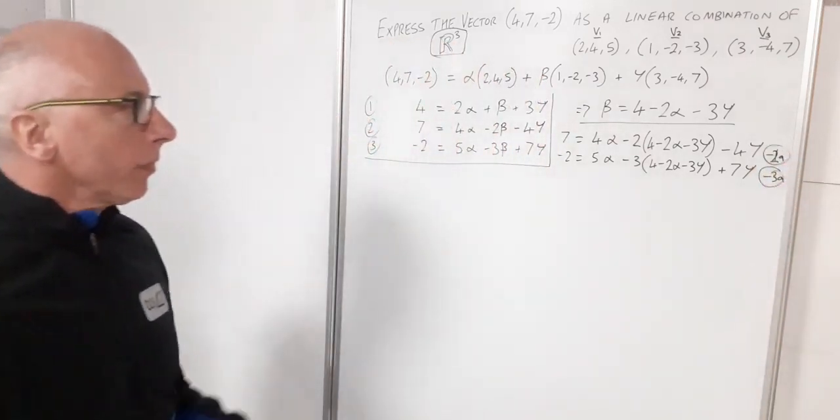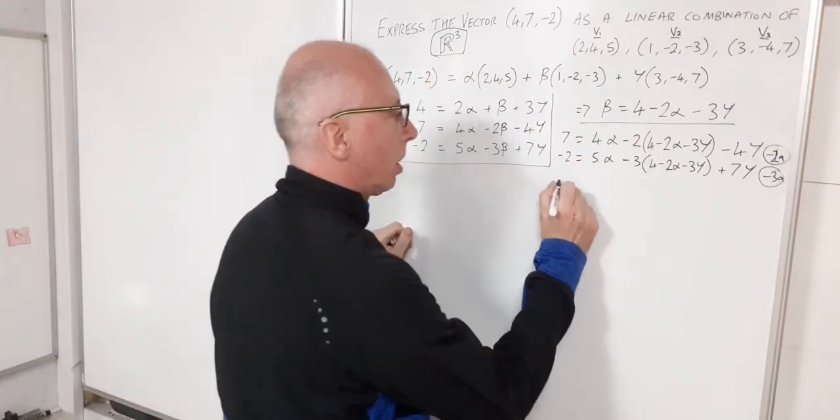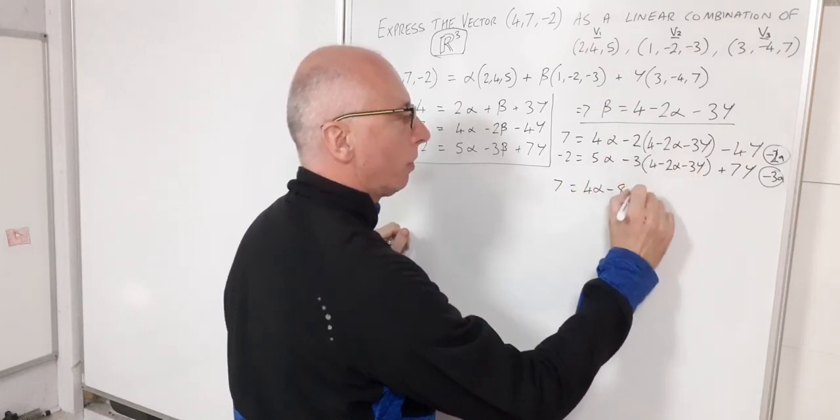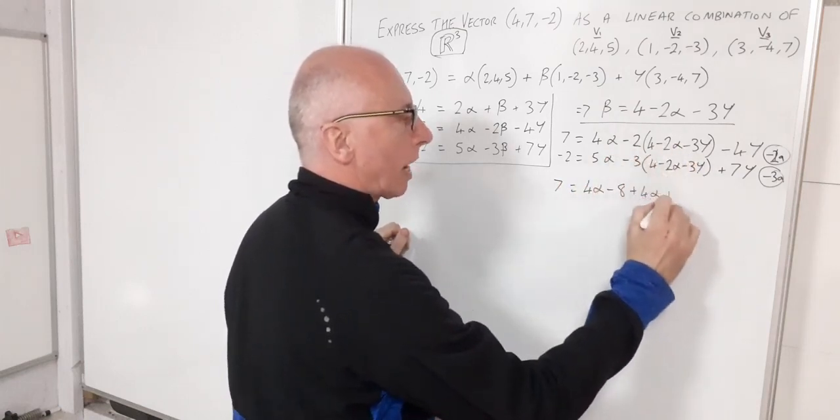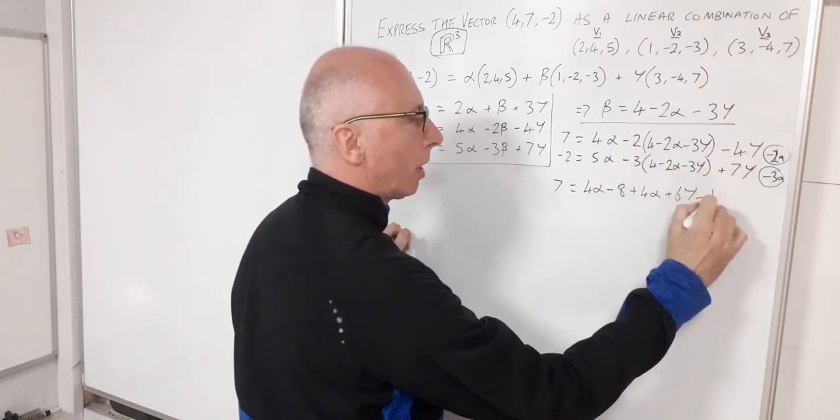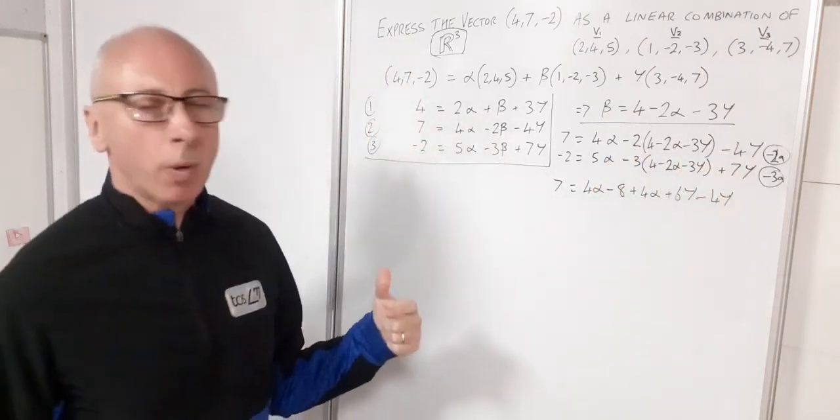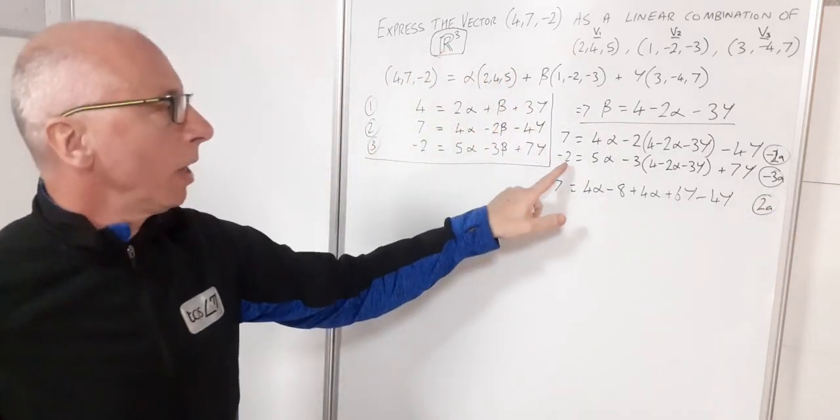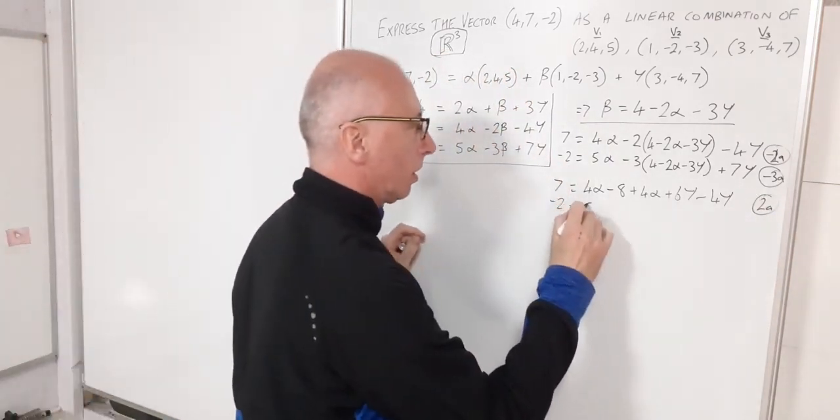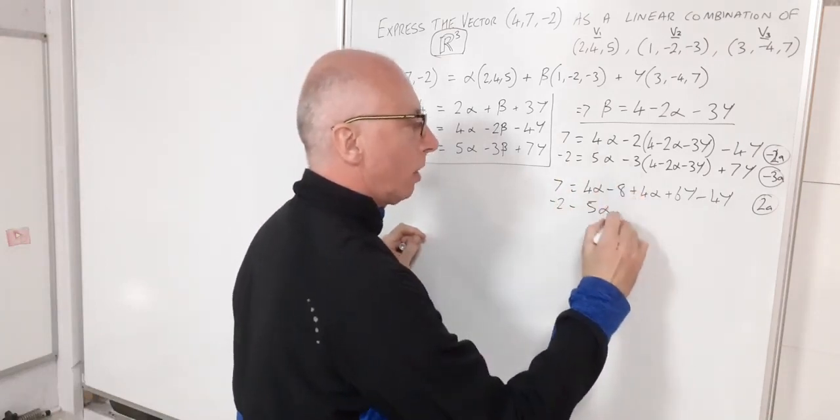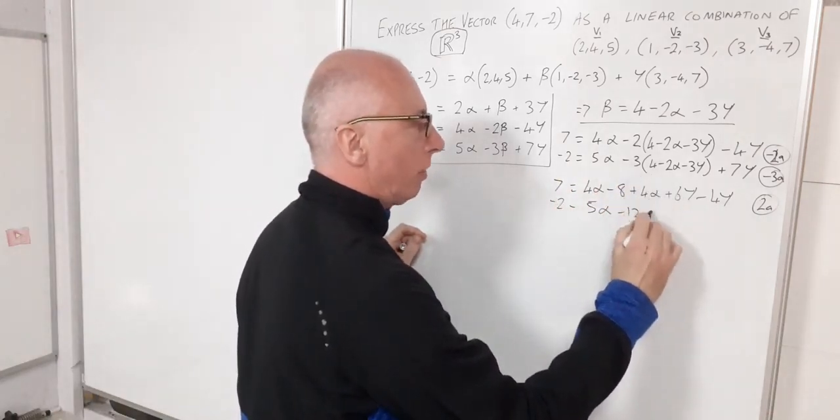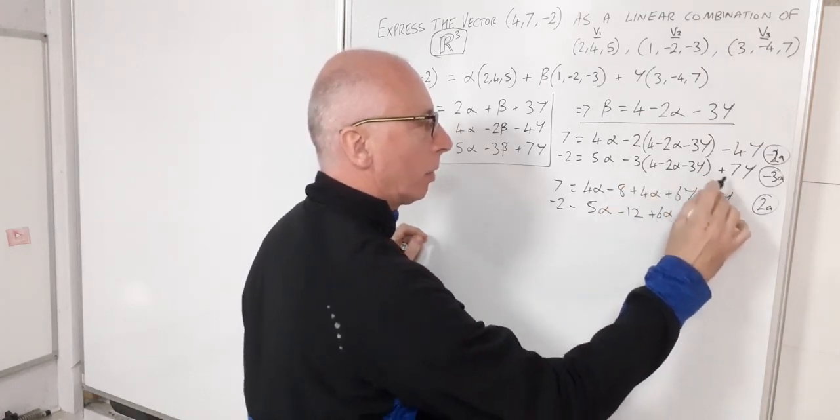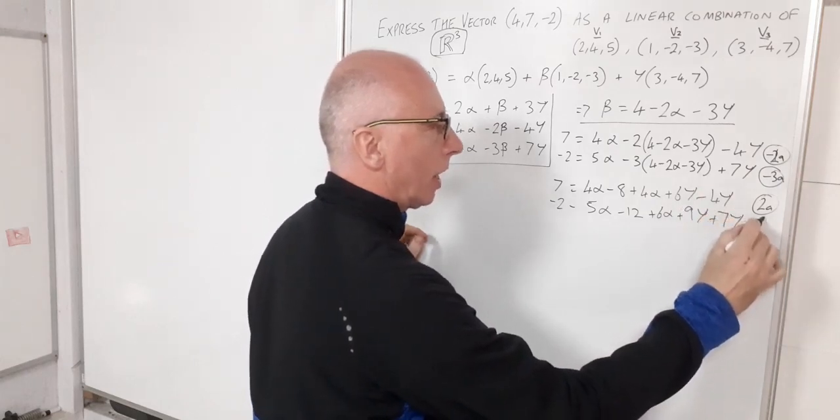Okay, so I've got 7 equals 4 alpha minus 8 plus 4 alpha plus 6 gamma minus 4 gamma. So that's 2a simplified a little bit more. And then here I've got minus 2 equals 5 alpha minus 12 plus 6 alpha plus 9 gamma plus 7 gamma. And that's equation 3a.